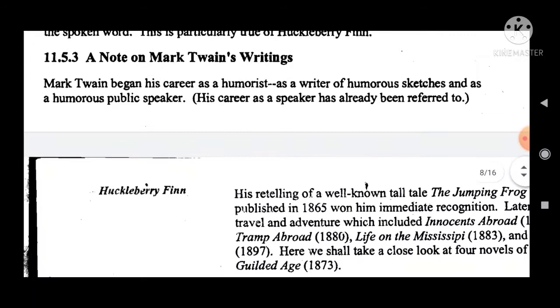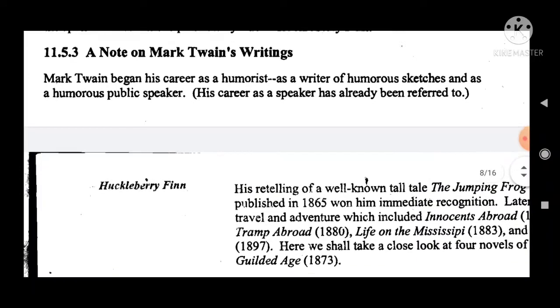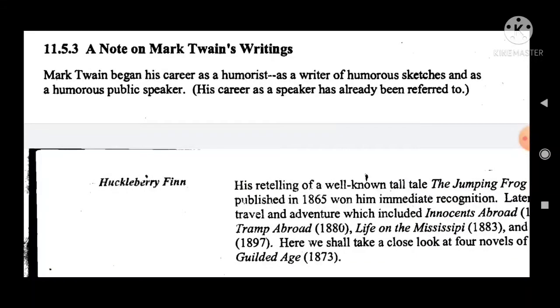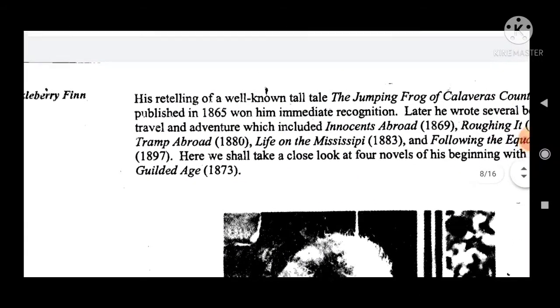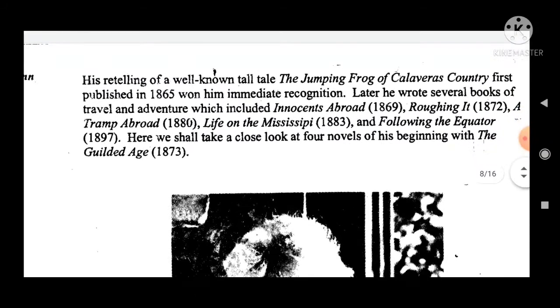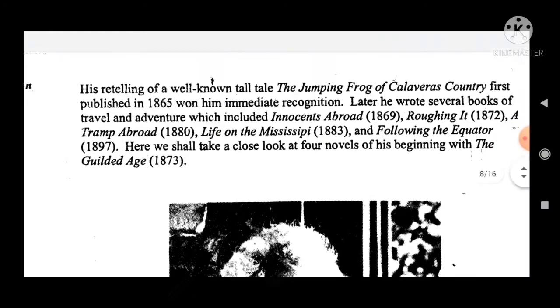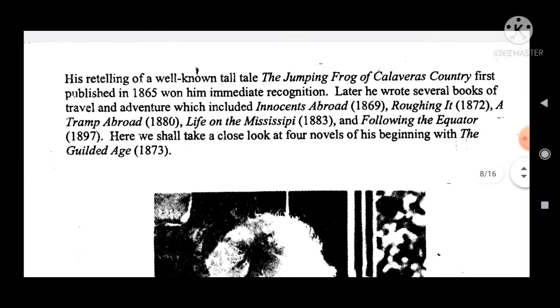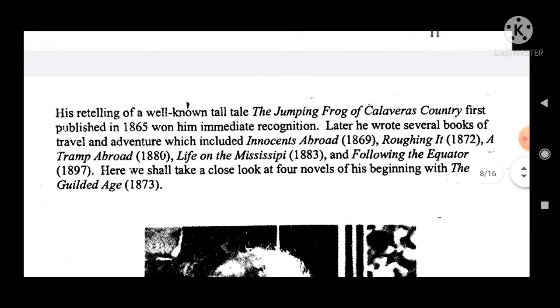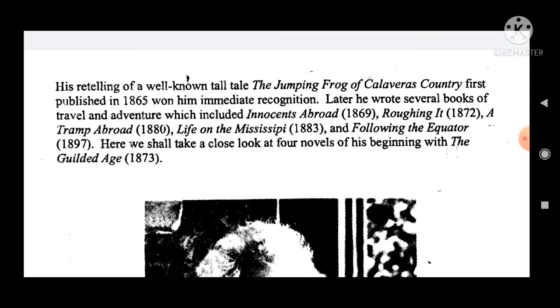A note on Mark Twain's writings. Mark Twain began his career as a humorist, as a writer of humorous sketches, and as a humorous public speaker. His career as a speaker has already been referred to. His retelling of a well-known tall tale, The Jumping Frog of Calaveras County, first published in 1865, won him immediate recognition.